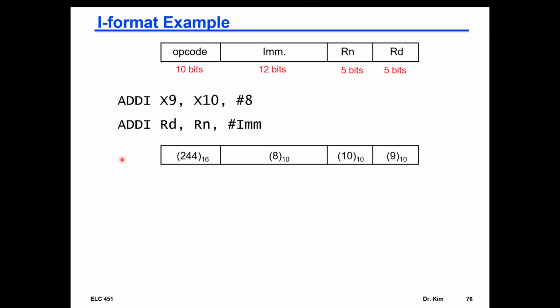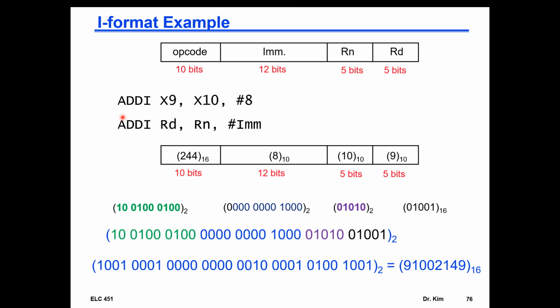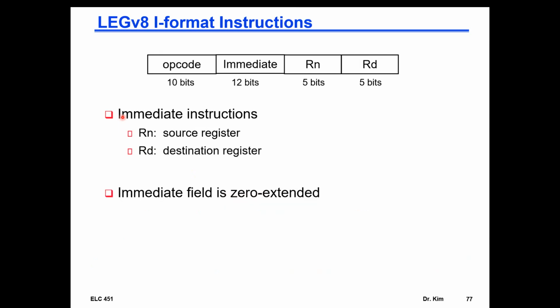Instructions that don't explicitly specify that they are unsigned are signed. So this addition would be signed. And again, these are the binary patterns and hex. So in the immediate arithmetic instructions, the immediate field, remember, is 0 extended.